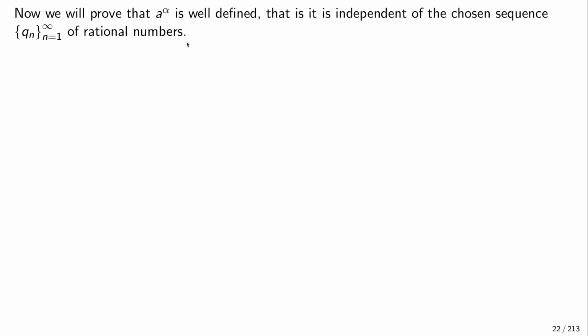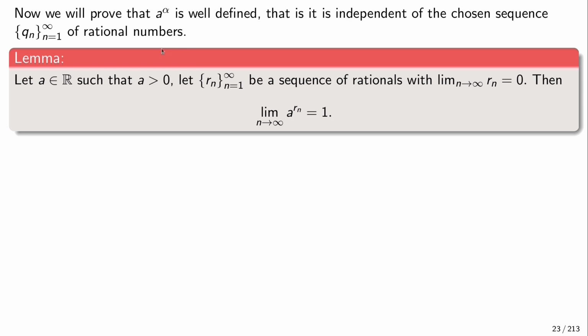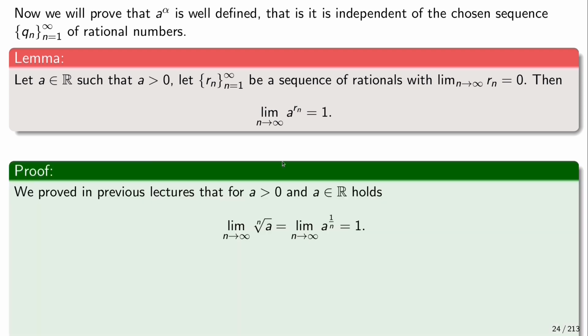Okay, so for that, we're going to prove the following lemma. We start with a, which is a positive real number, and a sequence of rationals that converges to 0. Then a to the power of those rationals converges to 1. It seems kind of obvious, but it's not so obvious to prove, of course. Along this lecture, there are going to be lots of moments where you'll feel that we're proving the obvious, but the proof itself is not that obvious, right?